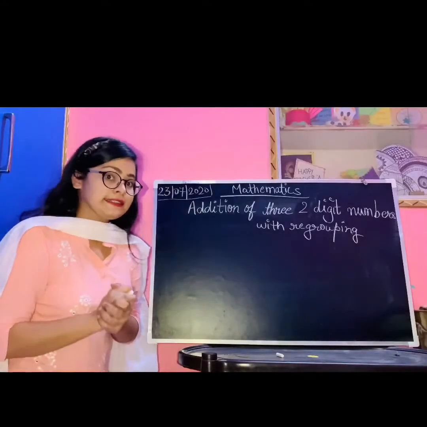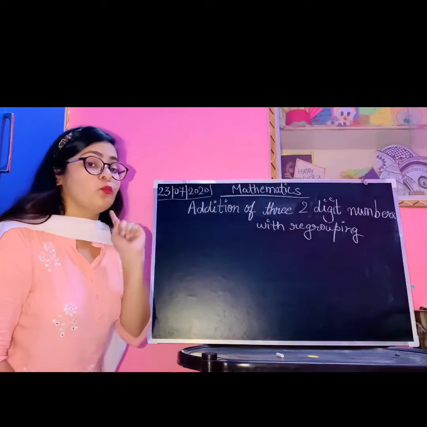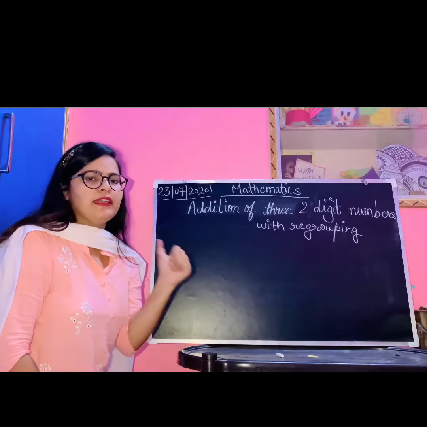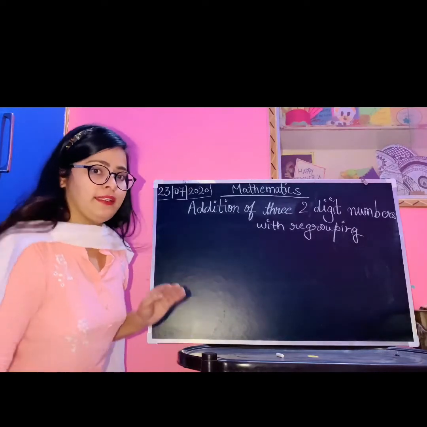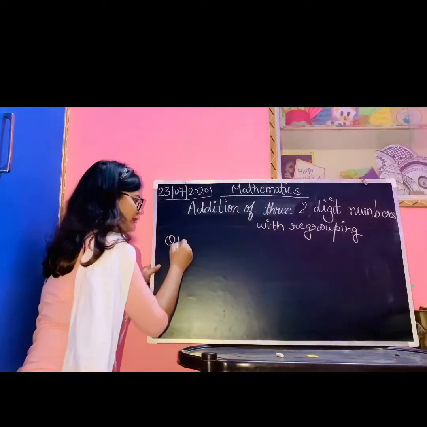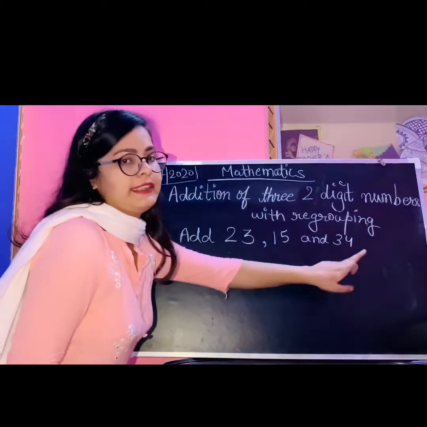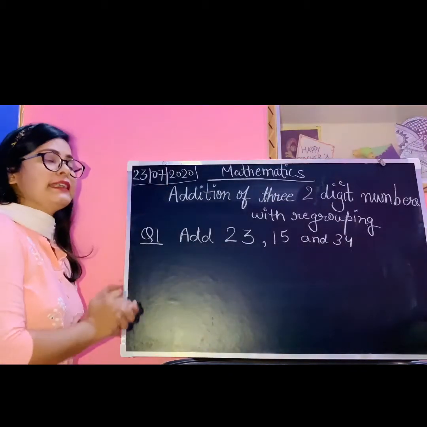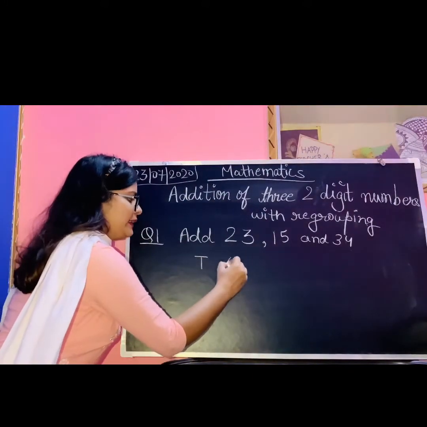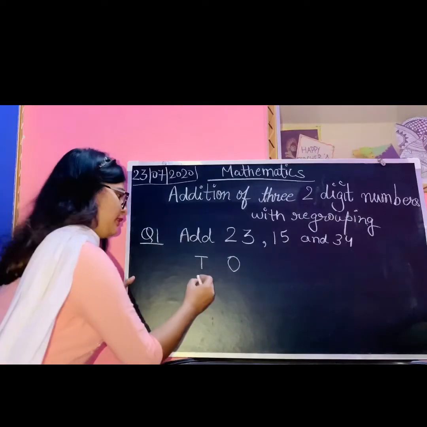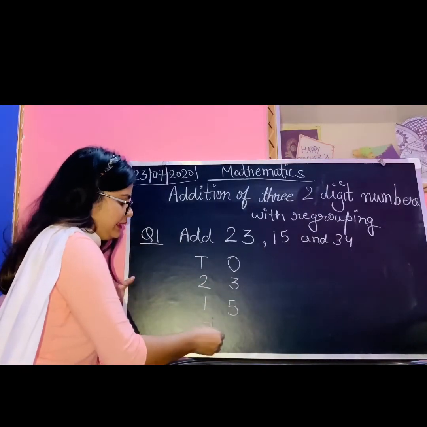So students, now we will do addition of three two-digit numbers with regrouping. Earlier we have done without regrouping. Now we will do with regrouping. So let's take one question, that is, I have taken 23, 15 and 34. Again, we will do the same thing, that is, we will write under these columns 23, 15 and 34.